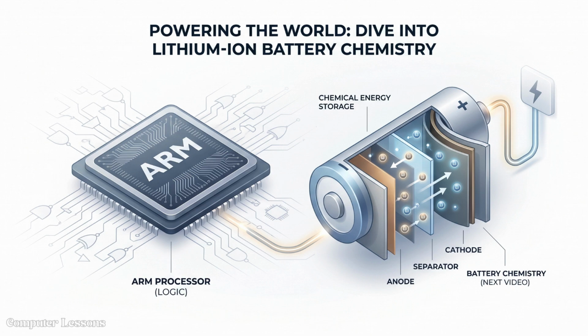But even the most efficient ARM processor is useless if it doesn't have a reliable source of chemical energy. In our next video, we will dive into the chemistry of lithium-ion batteries to understand how we store the electricity that powers our world.